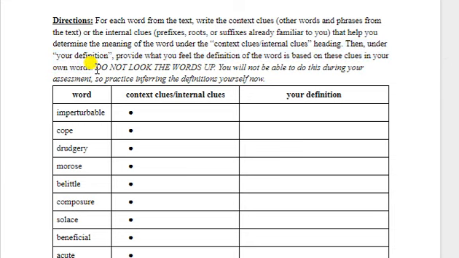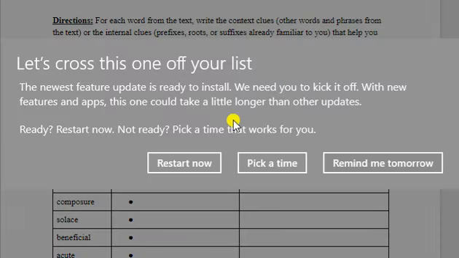Finally, I want to draw your attention to this last part of the directions. You can see I put in all caps to begin with, and the rest of it is in italics. So that means please pay attention to me. It says, do not look the words up. I know that you're working on computers. I know that you're used to Googling things, which is a pretty good habit overall. But in this case, it says, do not look the words up. You will not be able to do this during your assessment, which will be on paper. So practice inferring the definitions yourself now. Okay, so you need to come up with your own definitions, and I'm going to show you how to do that. Remind me tomorrow, computer.